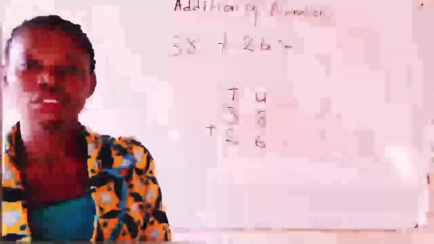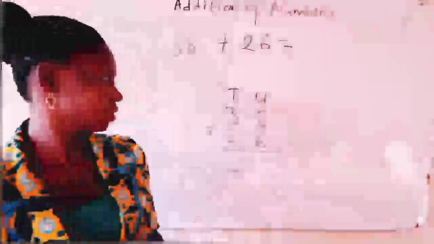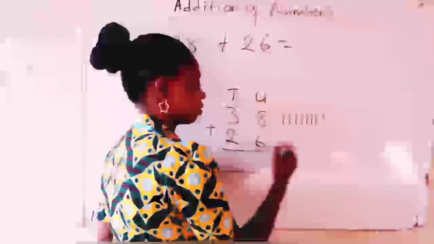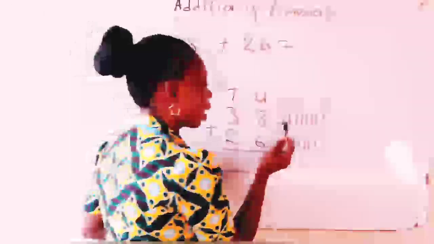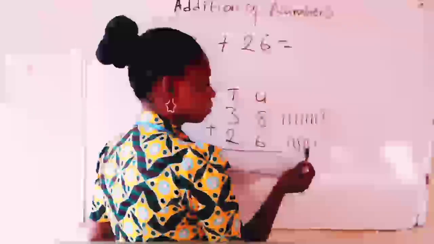So what do I do now? I'll start adding from the units. 8 plus 6. 1, 2, 3, 4, 5, 6, 7, 8. Then 6: 1, 2, 3, 4, 5, 6. So I'll put them together. 1, 2, 3, 4, 5, 6, 7, 8, 9, 10, 11, 12, 13, 14. So 8 plus 6 is 14.